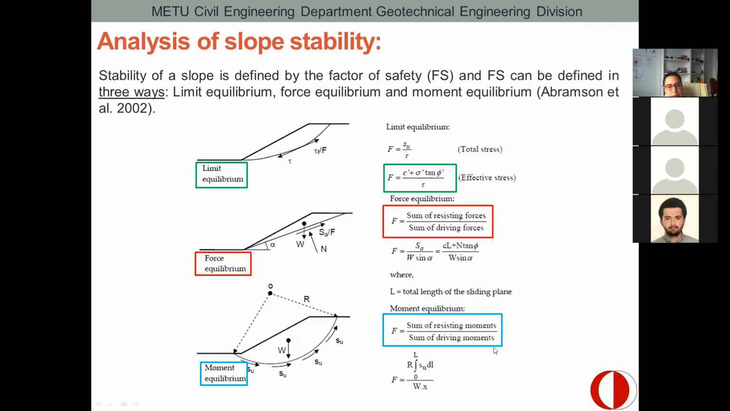One divided by the other gives me the factor of safety. The last and the most popular method is called the limit equilibrium method. In the limit equilibrium method, we divide the shear strength of the soil by the shear stress applied on the failure surface. If the shear stress is smaller than the strength of the soil, the factor of safety is bigger than 1. So basically here, we do our calculations in terms of stresses, okay?